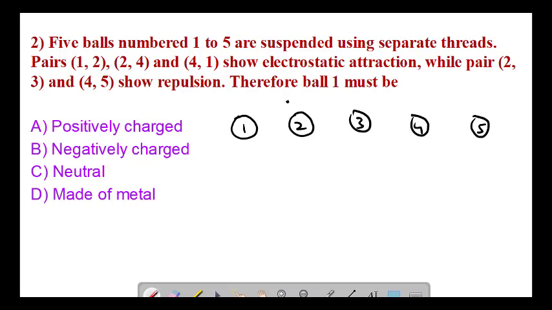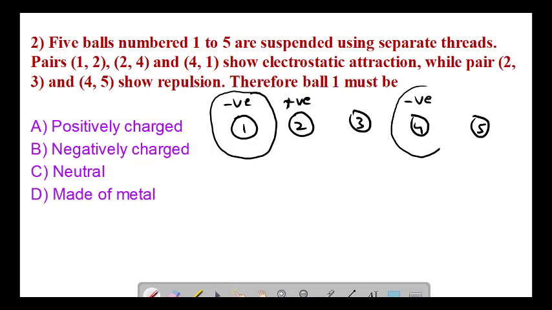According to the given data, 1 and 2 are showing attraction. Let us assume, as an assumption, this is negative charge, so this has to be positive. The second data shows that 2 and 4 are also showing attraction. So if 2 is positive, this has to be negative. And then the third data shows that 4 and 1 are attractive, but here if this is negative, this must be positive. So there is a discrepancy here.